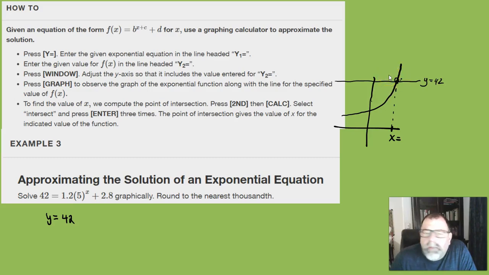So we're just going to go to Desmos and type in y equals 42. We're going to type in y equals 1.2 times 5 to the x plus 2.8, and we're going to click on that button, and it'll show us the x and the y coordinate. The y coordinate is going to be 42 because it's on that line, and whatever the x coordinate is, that's the solution to this equation, the approximate solution.